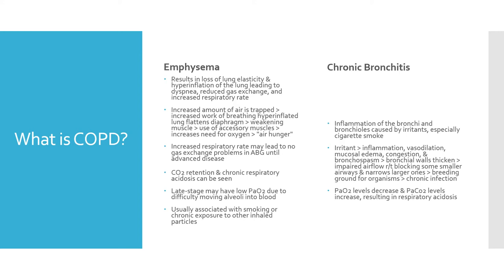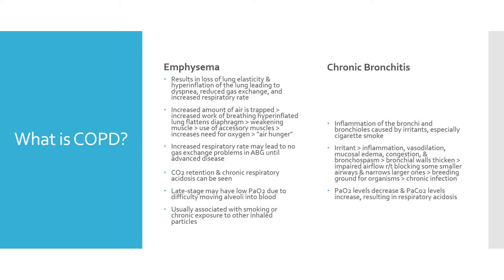An increased respiratory rate may lead to no gas exchange problems in an ABG until there's an advanced disease problem going on. CO2 retention and chronic respiratory acidosis can be seen though on occasion in the chronic state, not in the acute state. So again, advanced disease, then we can see more laboratory-wise issues. In the late stages, they may have that low PaO2 due to a difficulty moving alveoli and the blood oxygen exchange. Usually associated with smoking or chronic exposure to another inhaled particle.